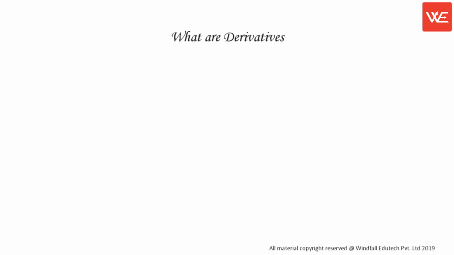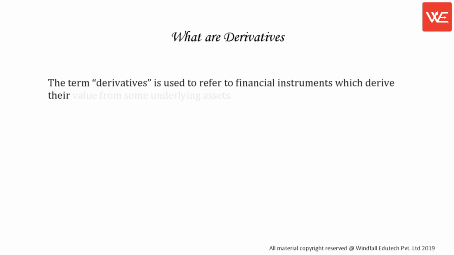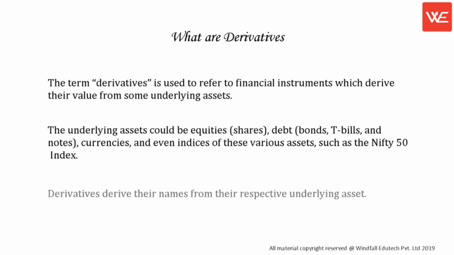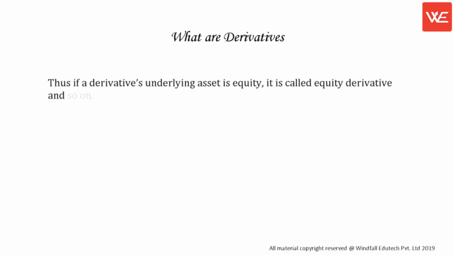What are derivatives? The term derivatives is used to refer to financial instruments which derive their value from some underlying assets. The underlying assets could be equities, shares, debt, bonds, T-bills, and notes, currencies, and even indices of these various assets, such as the Nifty 50 index. Derivatives derive their names from their respective underlying asset. Thus, if a derivative's underlying asset is equity, it is called equity derivative and so on.